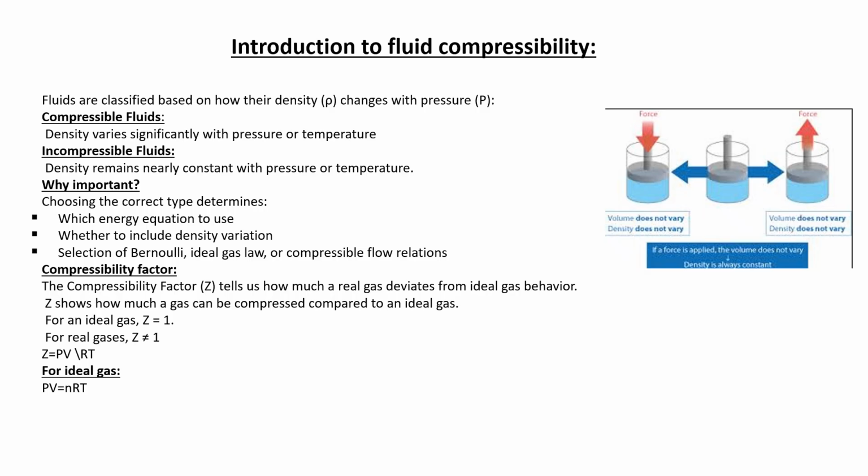Compressibility factor tells us how much a real gas deviates from an ideal gas. If the value of Z is equal to 1, then the gas will be an ideal gas. If the value is not equal to 1, then the gas will be real.